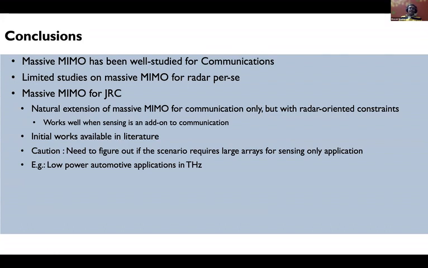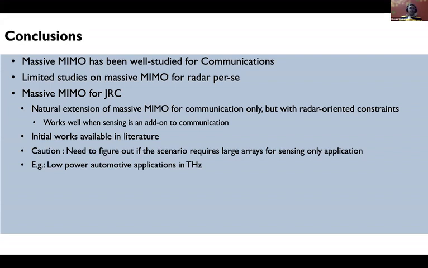Some works we have already looked at in the literature. But the question is to figure out if the scenario requires large arrays for a sensing-only application. Then it becomes interesting, because it's not just an add-on, it's also imposing additional requirements, and it brings challenges in the waveform design. For example, in automotive applications, you want to communicate, but you also need very good angular resolution. So it's not just an add-on, and that makes the problem interesting.